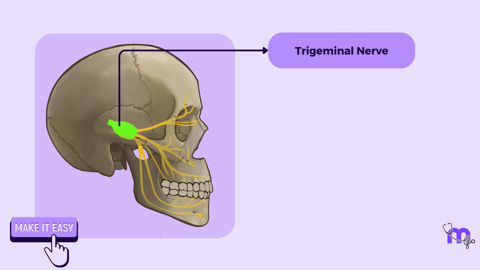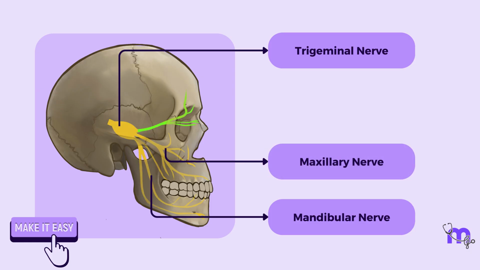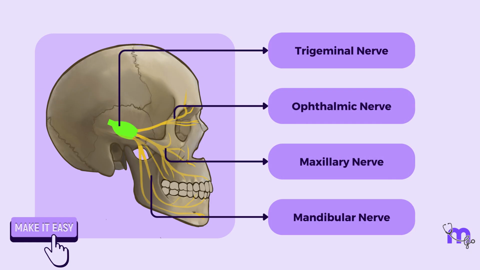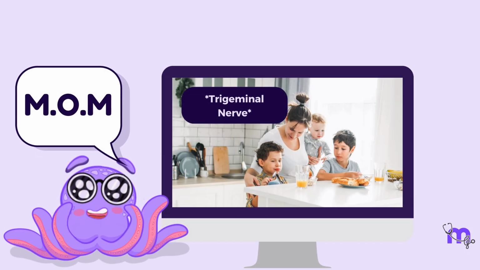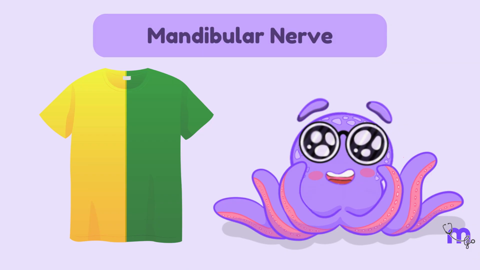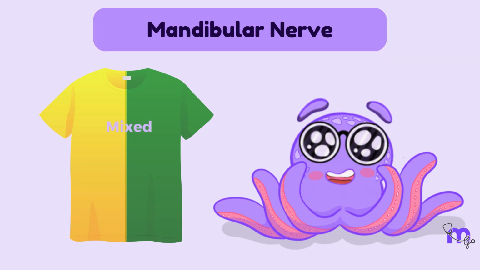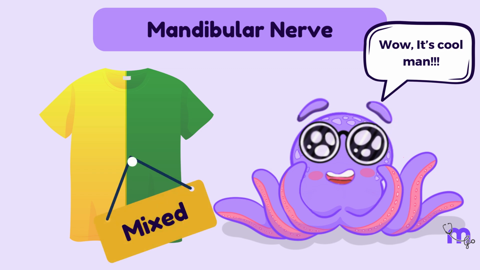The trigeminal nerve has two other branches in addition to the mandibular nerve. These are the maxillary nerve and the ophthalmic nerve. The acronym MOM can be used to remember these branches. However, the mandibular nerve has both sensory and motor functions. The union of these roots makes the mandibular nerve capable of both functions, making it a mixed nerve.